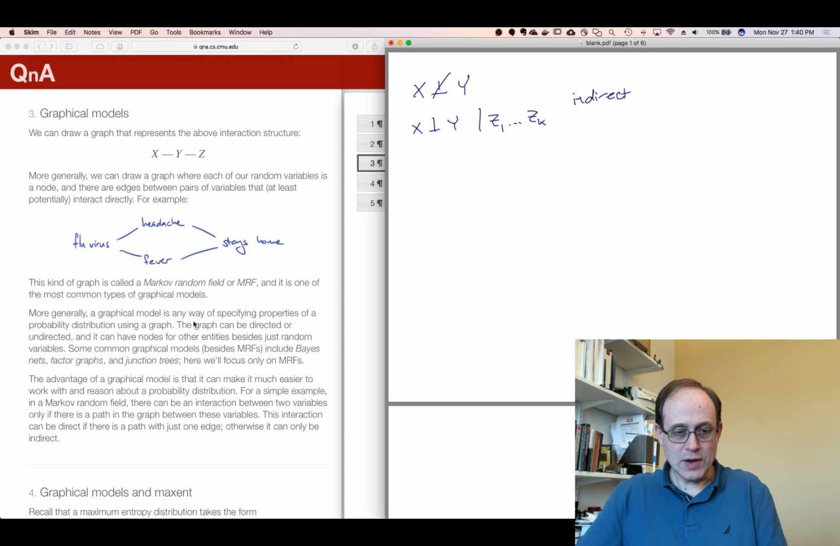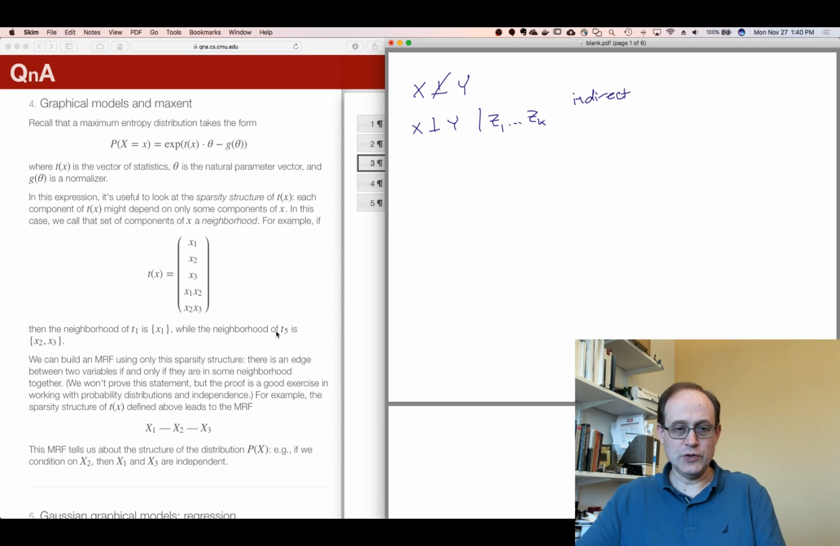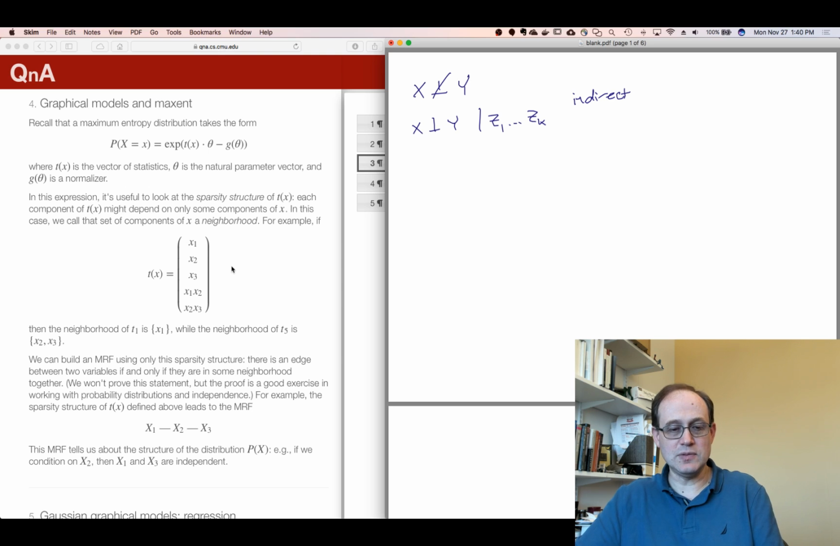All right, so graphical models are related to something that we've talked about before, which is maximum entropy distribution. So if you remember, here's the functional form of a maximum entropy distribution. And so we have the maximum entropy distribution based on some vector of statistics t, which you evaluate based on a sample of your vector of random variables x. And so here's an example of t, right? If you had binary variables, you could have x1, x2, and x3, all those features. Let's say there are 3 binary variables, and then the product of x1 and x2, and the product of x1 and x2 and x3, right?